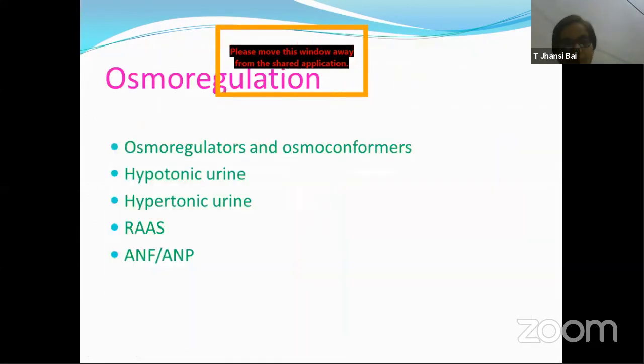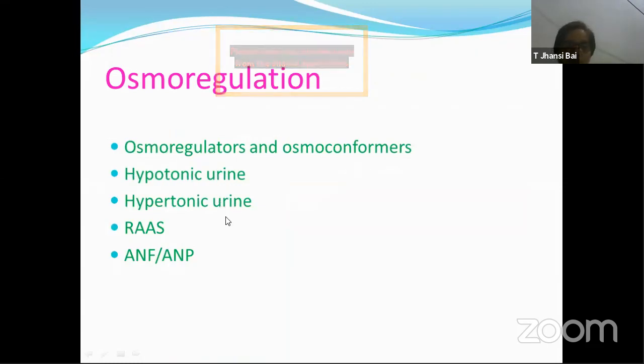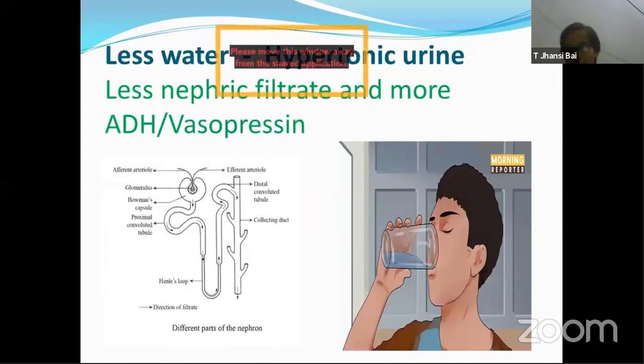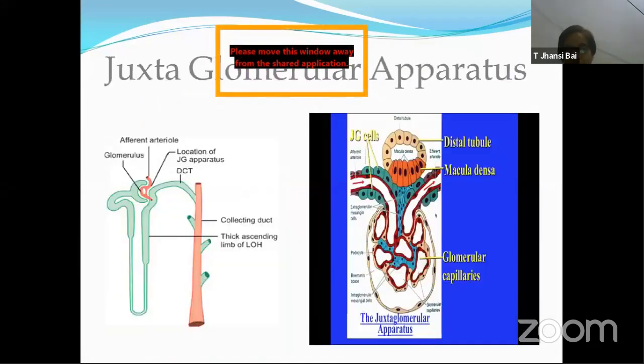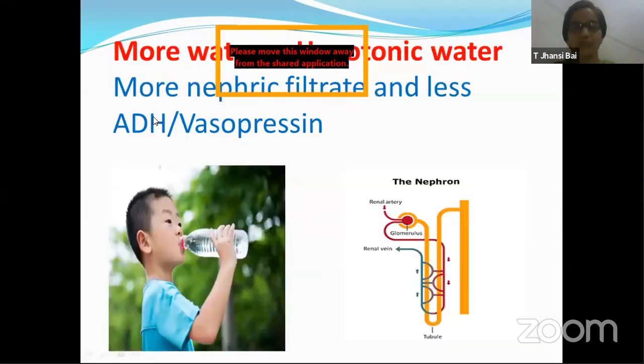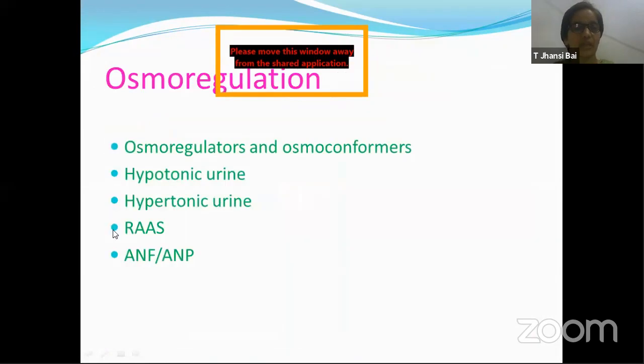Let me roll back. We understood how osmoregulation takes place, and the two conditions under which hypotonic and hypertonic urine are produced. Now let's try to understand the third mechanism because of which the osmoregulation process goes on. As you can see, it is called RAAS, R-A-A-S. Please take down the full form for this abbreviation.